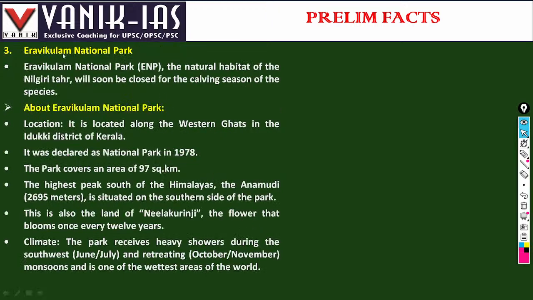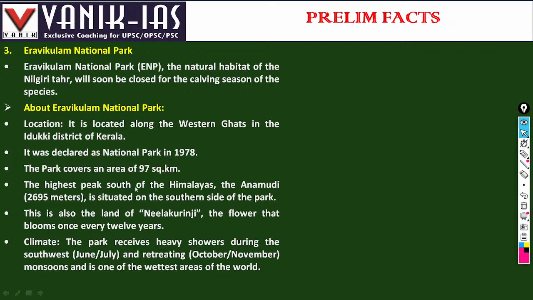Then the Eravikulam National Park. The Eravikulam National Park, the natural habitat of the Nilgiri Tahr, will soon be closed for the calving season of the species. It is located along the Western Ghats in the Idukki district of Kerala. Declared a national park in 1978, the park covers an area of 97 square kilometers.